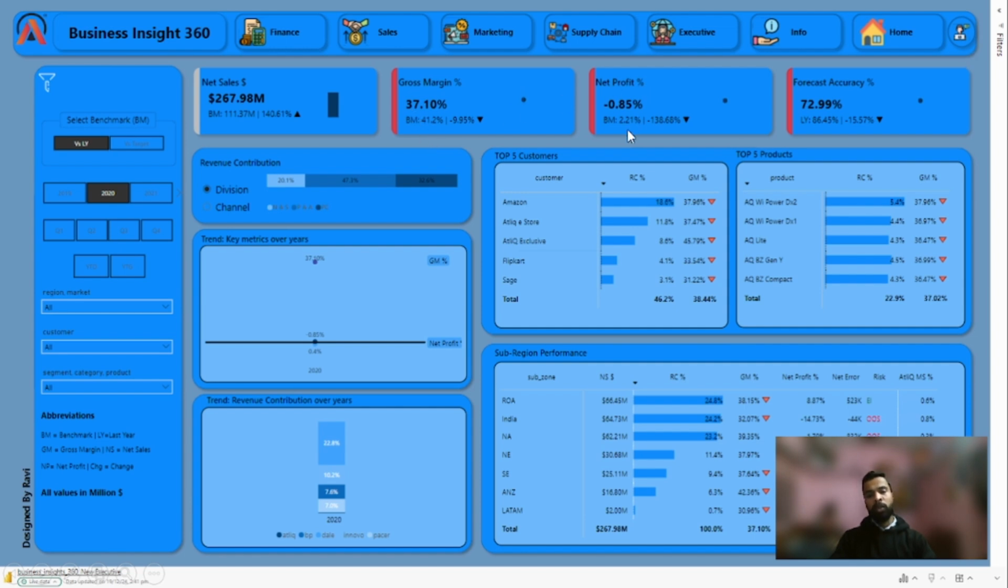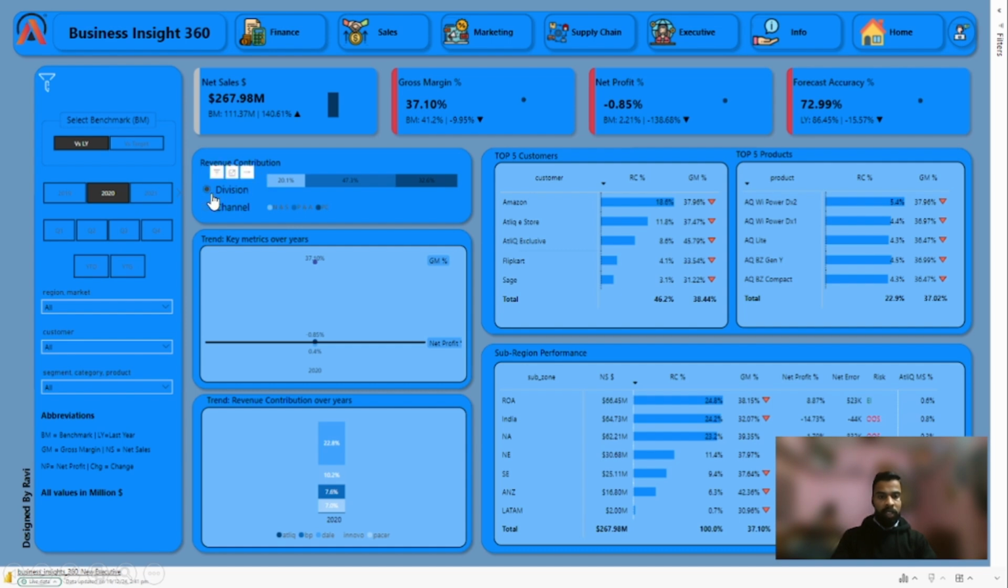Net profit benchmark was 2.21%, but it performed minus 0.85%, followed by forecast accuracy. But in net error, we had a benchmark of $111.37 million, but it performed $267.98 million. It performed very well. That's why we have this white line showing that we are in surplus, or we can say ahead of our benchmark.